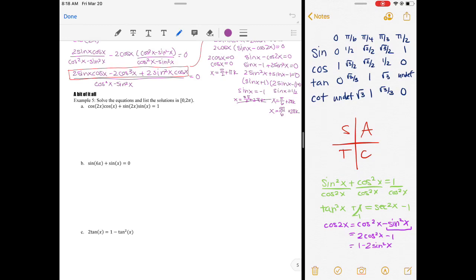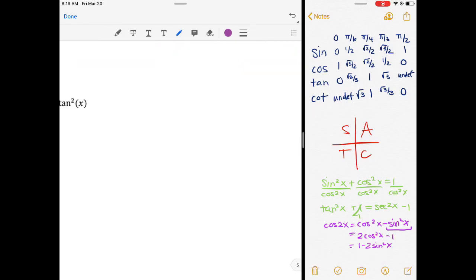I'll give you the hint here. On these ones, I would think about, what do you recognize? You should recognize something about cosine, cosine, sine, sine. This is the equation for the difference angle formula for cosine. So this is equivalent to cosine of 2x minus x, right? Equals 1. So now if I simplify that, I get cosine of x equals 1.